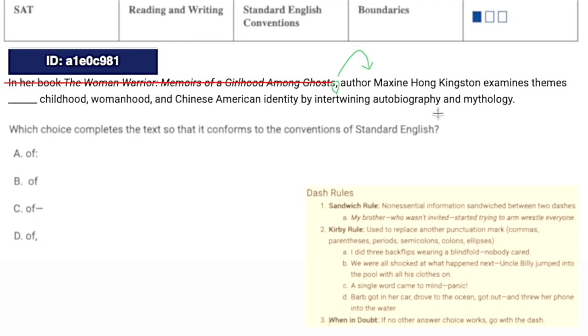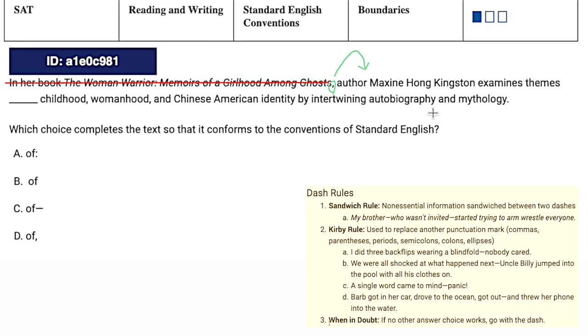Author Maxine Hong Kingston examines themes of childhood, womanhood, and Chinese American identity by, and we could also sort of ignore anything after by, because more or less we know the sentence is going to end after that. All right, so author Maxine Hong Kingston examines themes of childhood, womanhood, and Chinese American identity. Whoops, I didn't mean to get rid of identity. Well, just listening to that out loud, can you tell what's going on? We don't need any punctuation.